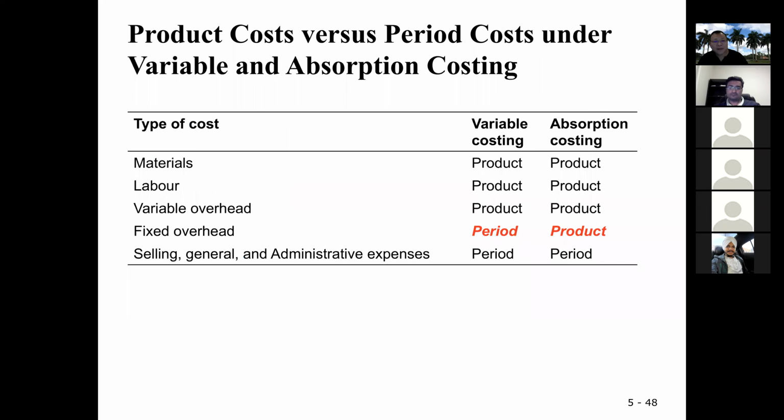So if you look at the differences between the costing systems, variable versus absorption, the only difference is how they treat fixed overhead. Under variable costing, they treat fixed overhead as a period cost. Under absorption costing, they treat fixed overhead as a product cost. Remember, product cost will end up in the inventory, and period cost will run through the income statement.